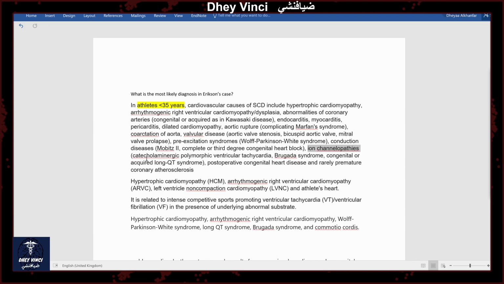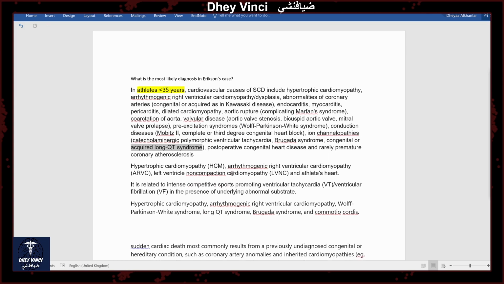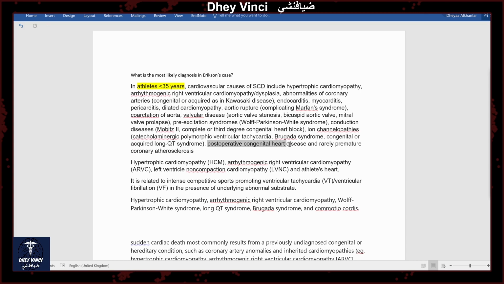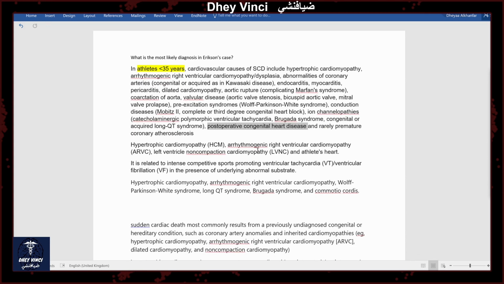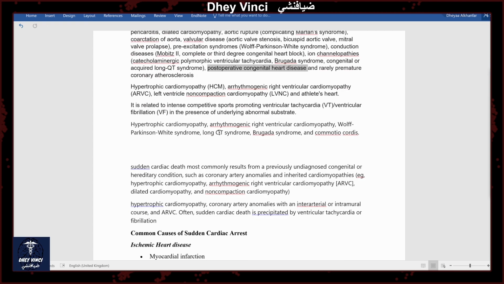Ion channelopathies like catecholaminergic polymorphic ventricular tachycardia, Brugada syndrome, we have discussed this. Congenital or acquired long QT syndrome, we have discussed this. Perioperative is around surgery, like if he has done surgery to his heart. This is absolutely not included here, and he didn't have any surgery recently. Hypertrophic cardiomyopathies, and another note, non-compaction, this was excluded. It manifests slowly and earlier in his life.